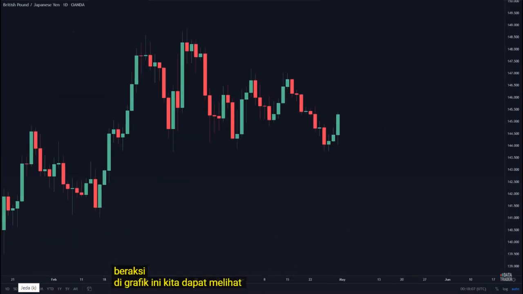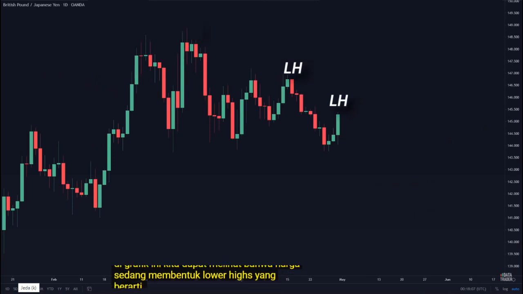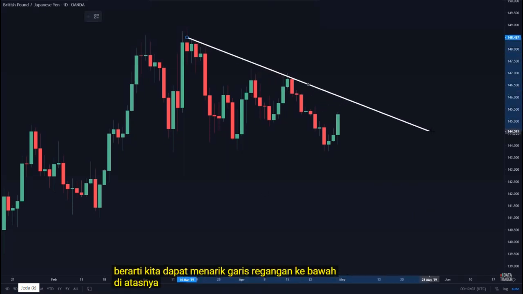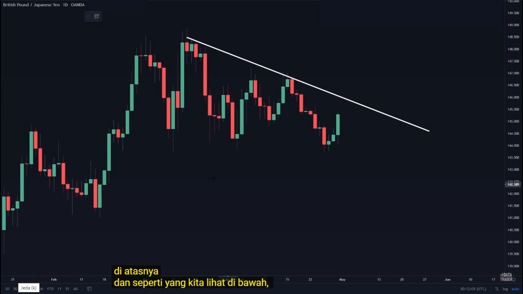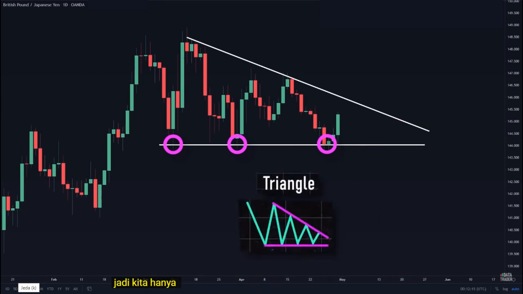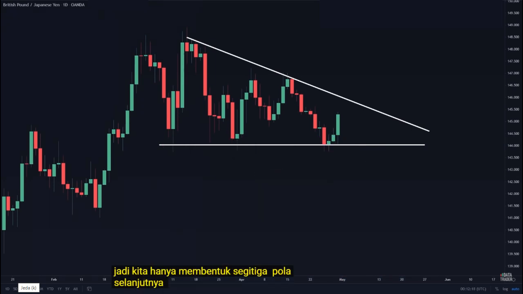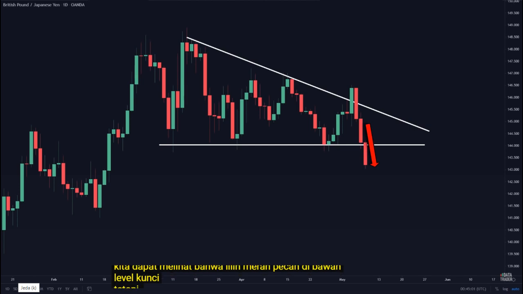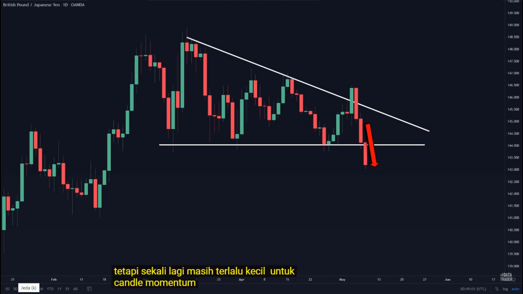In this chart, we can see that the price is forming lower highs, meaning we can draw a downward trend line above it. And as we look below, we also spotted a level of support because of these multiple rejections. So we just formed a triangle pattern. Next, a medium-sized green candle just broke above the key level. However, this candle is still too small for a momentum candle, and so we ignore the signal. Then, we can see that a red candle broke below the key level, but again, it's still too small for a momentum candle, and so we ignore this signal once again.